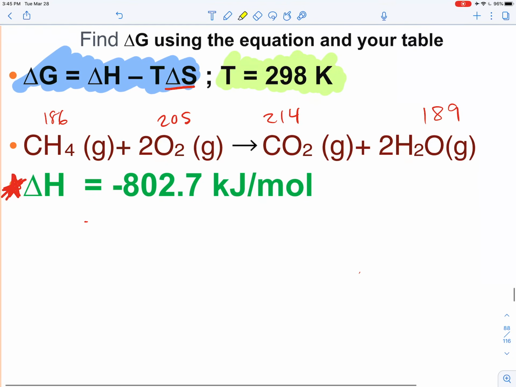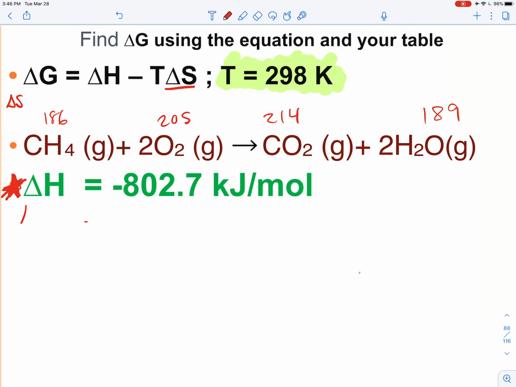In this case, we are given the temperature, and we're also given delta H. The numbers that you see up here are the delta S numbers. So now I just have to solve for delta S, which is going to be my total products. Don't forget the coefficients here. Minus my total reactants.